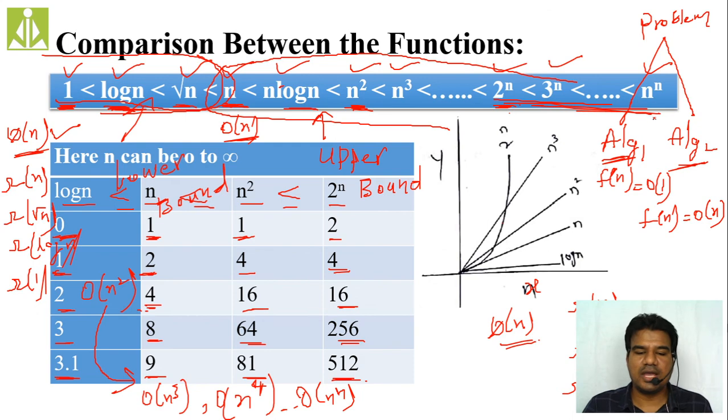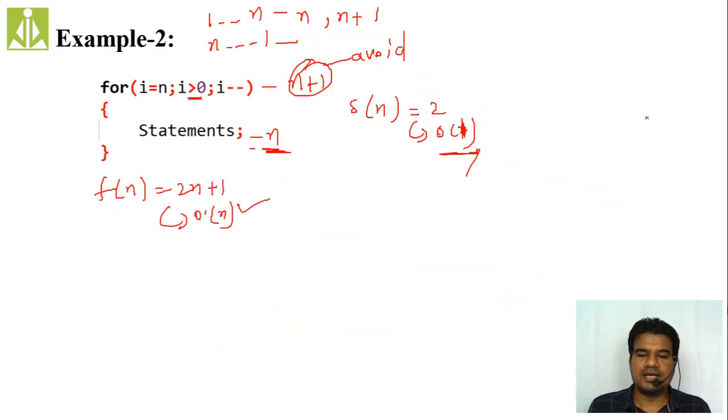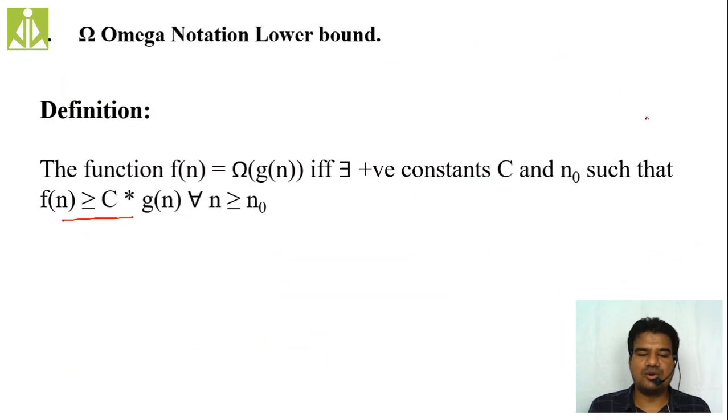1 is less than log n is less than root n is less than n is less than n log n. Likewise, you have to remember, and the proof I have given here only. Next is the omega notation. According to omega notation, if you are able to write your function under this form, then you can take omega of g of n as your function category. In case of lower bound, you have to check only the lower bounds but not the upper bound.